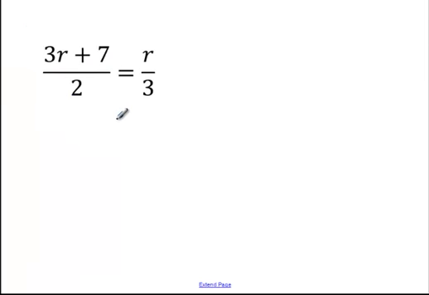Let's try another one with two different denominators. So in this case, I have (3r plus 7) over 2 is equal to r over 3. So my denominators are 2 and 3. So I need to work out the lowest common multiple of 2 and 3, which is 6.